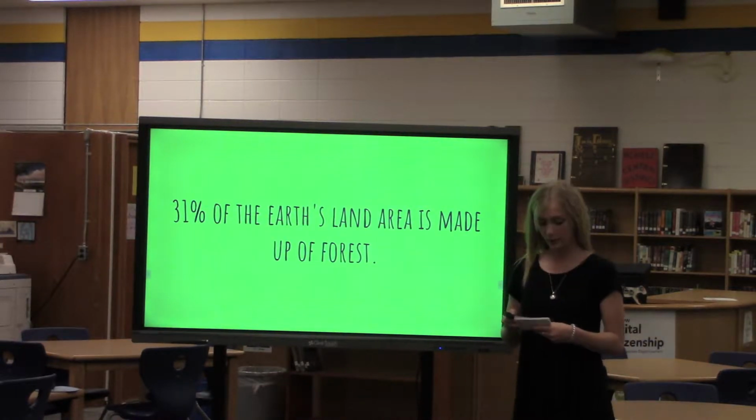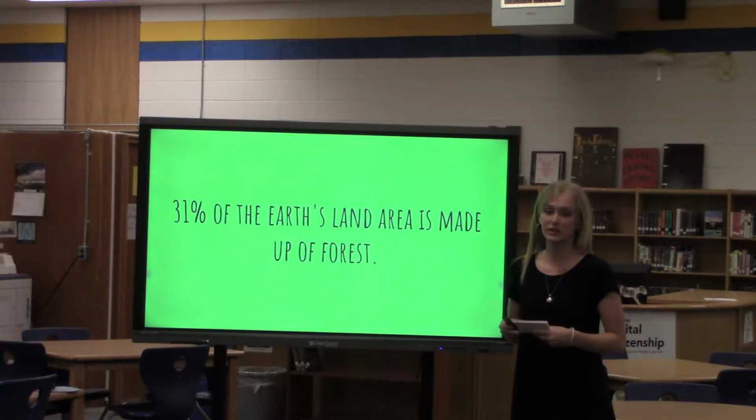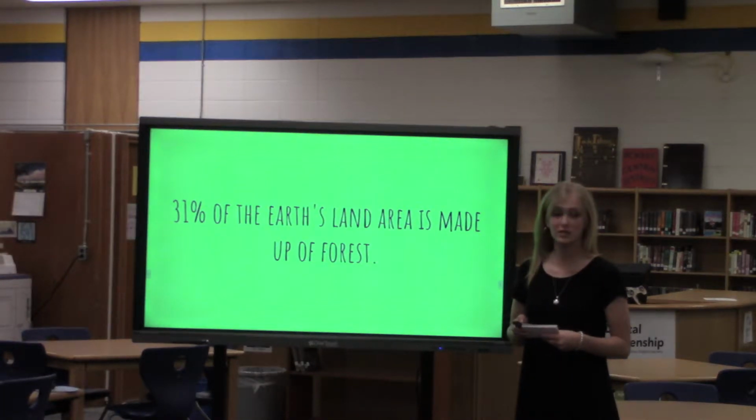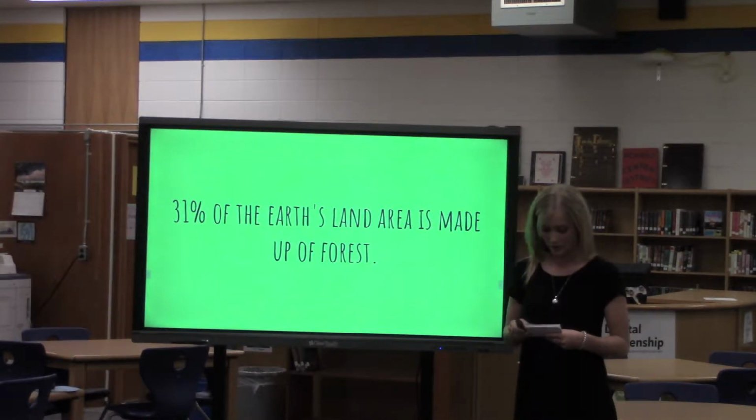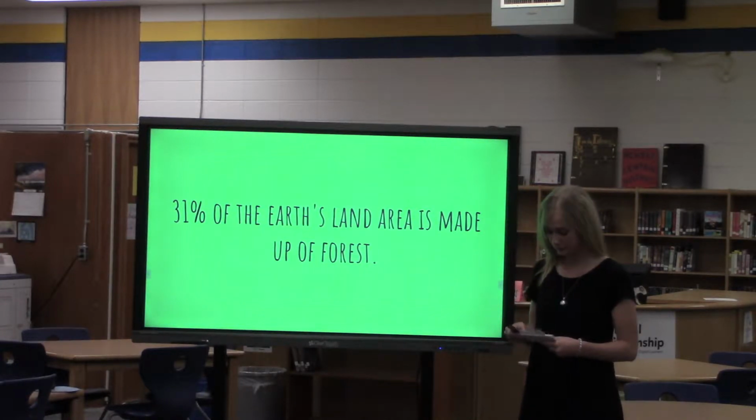According to the World Wildlife Organization, 31% of the Earth's land mass is made up of forests. This percentage is constantly affected by the human population. That percentage decreases as the population's demand for products made in rainforests increases.